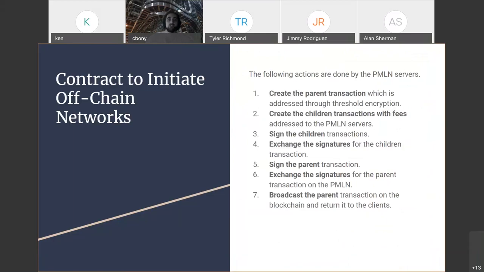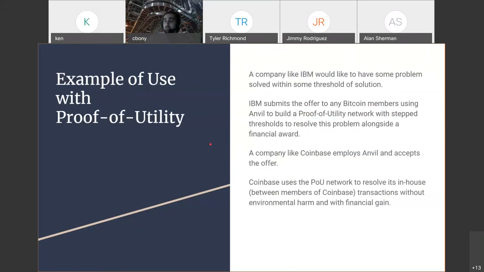So the contract to initiate off-chain transaction networks, instead of being done by participants of the transaction, which you could have seen up here on the Lightning Network side, are actions that are done by the PMLN servers in the middle of communication between members who choose to use the PMLN. First they create the parent transaction, they create the children transactions with the fees, sign the children, exchange the signatures, sign the parent, exchange the signatures, and broadcast the parent. However, these steps 2 through 6 continue to happen on loop, and the parent transaction continues to be the same while the permissioned network is alive. So here's an example of that proof of utility that I was mentioning before.